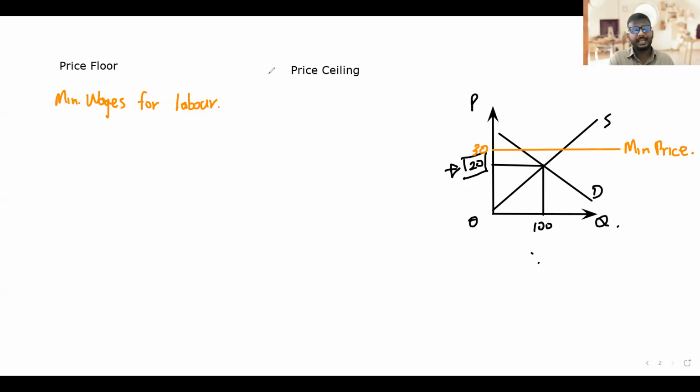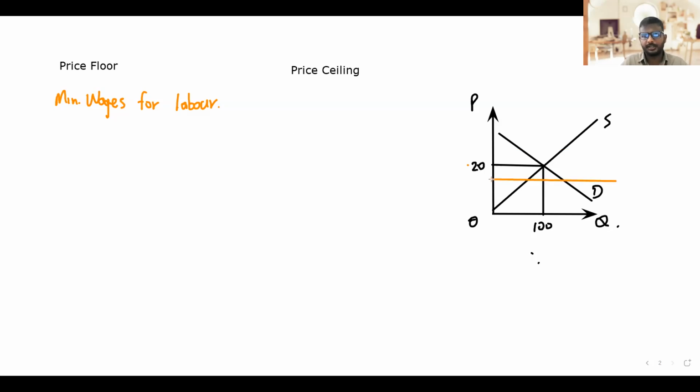Price ceiling is another name for maximum price. That's there to protect the consumers. Let's start with the market. When the market price, let's say here it's 20, is too high for the consumers, the government will step in to protect the consumers. They will set a maximum price, right? A maximum price, for example, to protect the consumers.